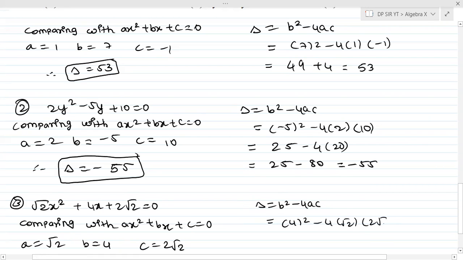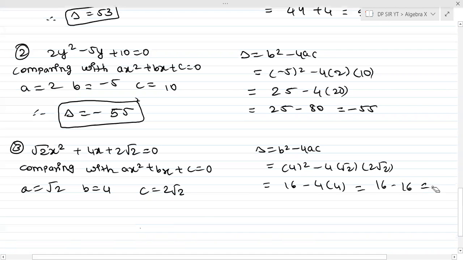That is 16 minus 4 into root 2 into 2 root 2. Root 2 into root 2 is 2, so 2 into 2 is 4. So this is going to be 4 into 4, which is equal to 16. So 16 minus 16 is equal to 0. Therefore, the value of delta over here is 0.